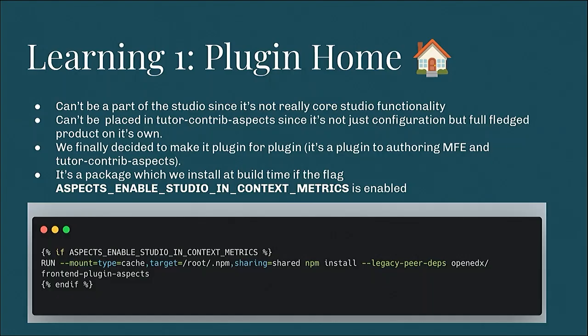But then we thought, okay, where would this plugin actually live? It cannot be a part of the course authoring MFE because it doesn't really belong there. It has to deal with data, but it cannot be a part of aspects either because it's a very basic front-end component. The answer was somewhere else. So we created an NPM package, which basically plugs into the tutor contrib aspects, and then it gets shown on the course authoring MFE. So it's like a plugin to a plugin, which can be enabled by a flag. So it's very secure.